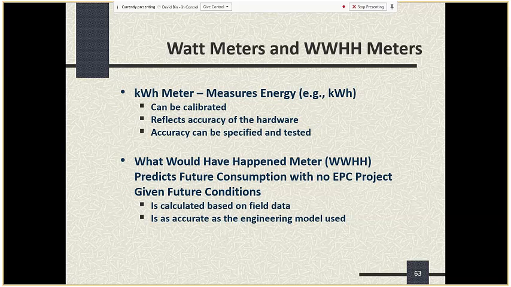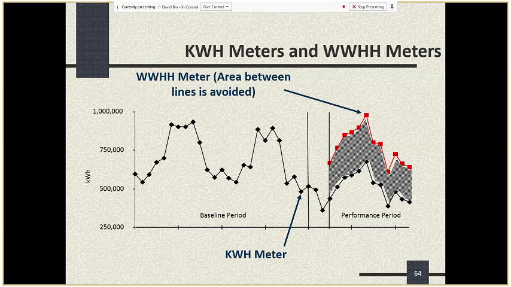We can go to the next slide. I'll show you this visually on 64. This shows the consumption of energy. The kilowatt hour meter is measuring on the left-hand side of those vertical lines, and you're seeing, okay, here's the baseline period, consumption goes up and down between 500 and almost 1 million kilowatt hours, month by month over time. And then we go into a construction period between the two vertical lines. And so the meter shows the consumption is going down.